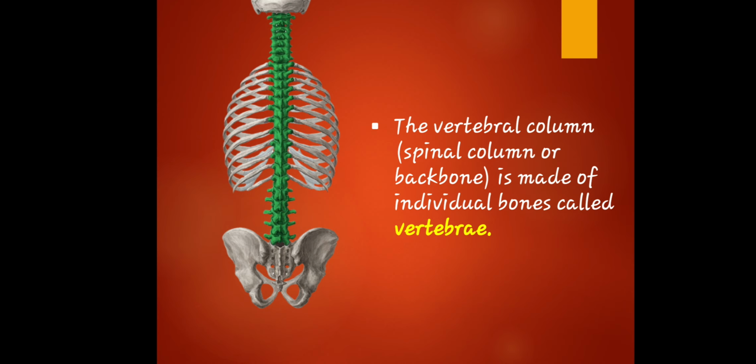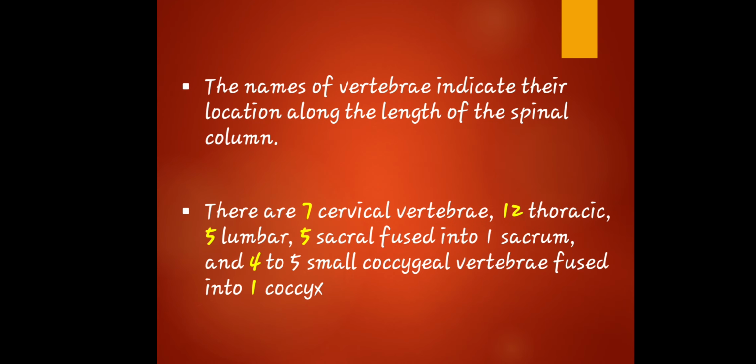It also provides stiffening for the body and the attachment for the pectoral and pelvic girdles and many muscles in humans. In addition, it functions to transmit body weight in walking and standing. So that is the major function for the vertebral column. So let's proceed to another slide.